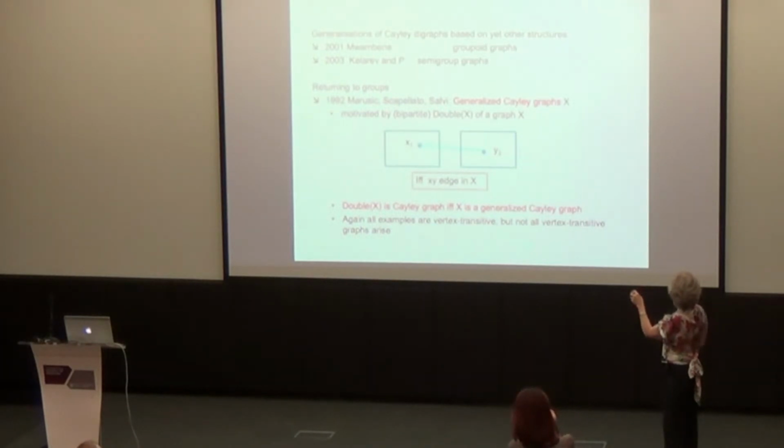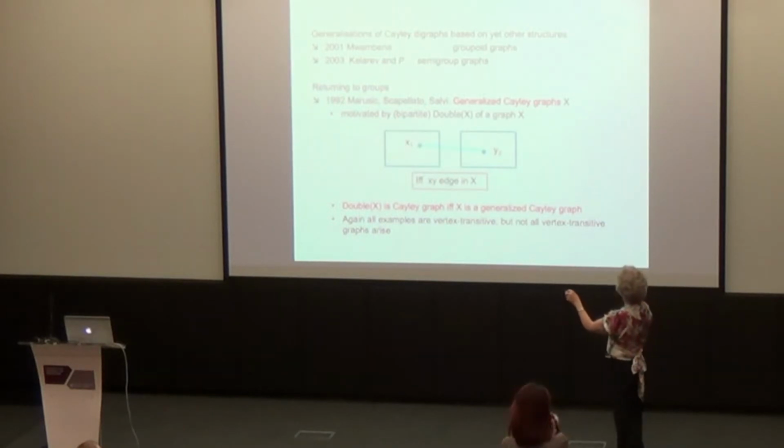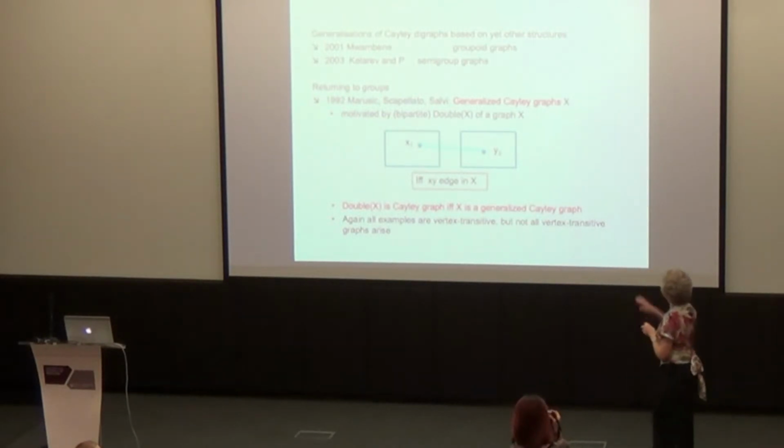So you start off with a graph, and gosh, I've called the whole graph X here because they do. You start with your graph, you take 2 copies of the vertex set of the graph. And on the left, you put subscript 1 on those vertices, and on the right, you put subscript 2 on the vertices. And whenever there is an edge between an x and a y in X, you will put in this bipartite double an edge between an x1 and a y2. And so what they were trying to do was to understand when the double was a Cayley graph.